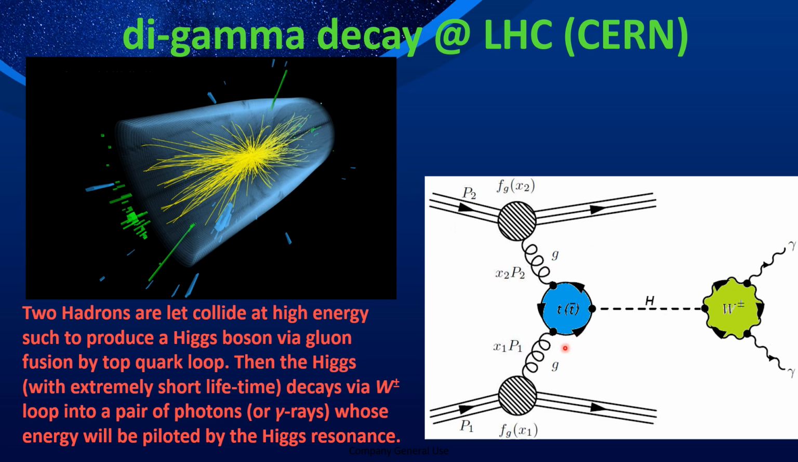Colliding hadrons, we have by gluon fusion the production of an X, that after that, by W boson fusion and W boson decay, provides two gamma rays. So we have a tunable source of gamma rays, in the sense that by tuning the energy of collision of the initial hadrons, we have a tunable energy for the gamma rays produced by the process.